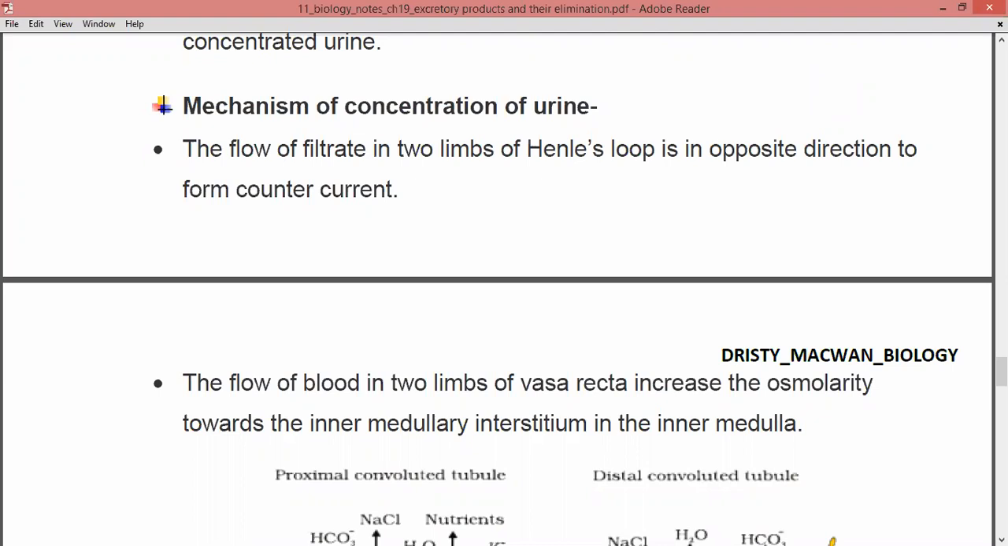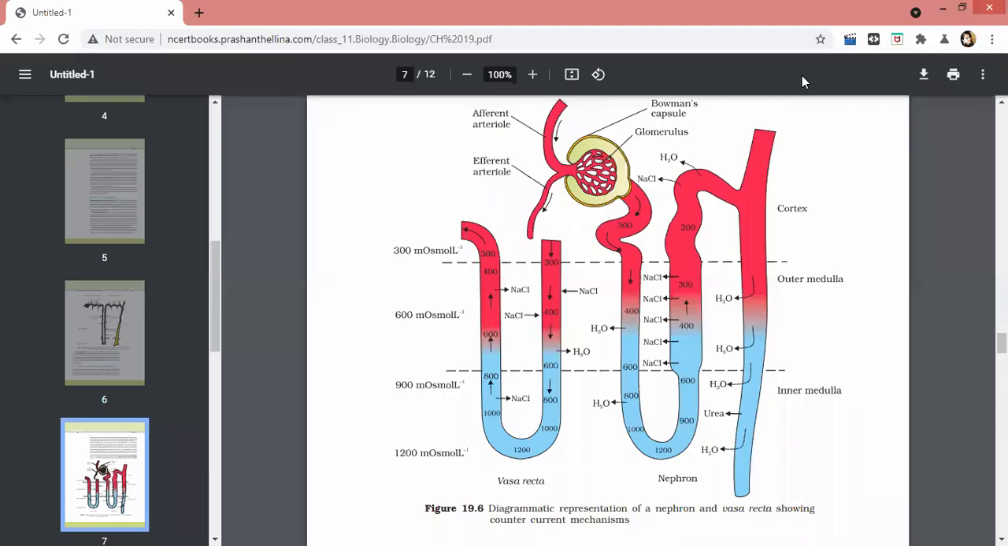Now I'm going to show you the figure, which will explain the exact mechanism of concentration of urine. With the help of this figure, we are going to see how the nephron and the vasa recta show the countercurrent mechanism. If the countercurrent mechanism has been asked, then you have to draw this figure and explain it in detail.